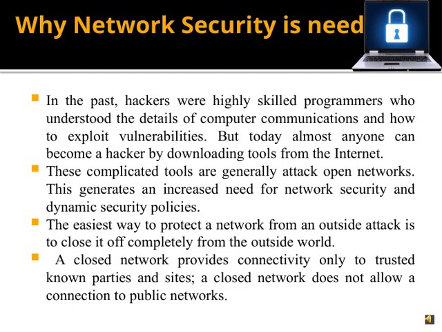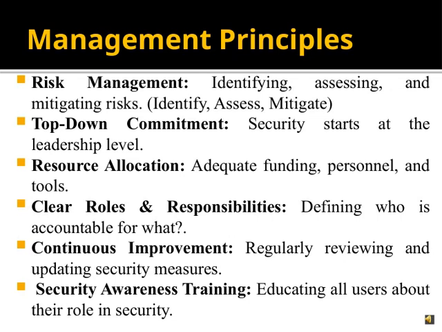adapt to new threats. One of the simplest ways to protect a network from outside attacks is to completely close it off from the outside world. A closed network, in essence, only connects to trusted parties and known sites, and it does not allow connections to public or open networks. This approach helps minimize the risk of unauthorized access and keeps sensitive information safer. So, as we see, securing a network is essential in today's environment, especially with the increasing accessibility of hacking tools and techniques. Let's dive into some core management principles that are essential for a strong security posture.